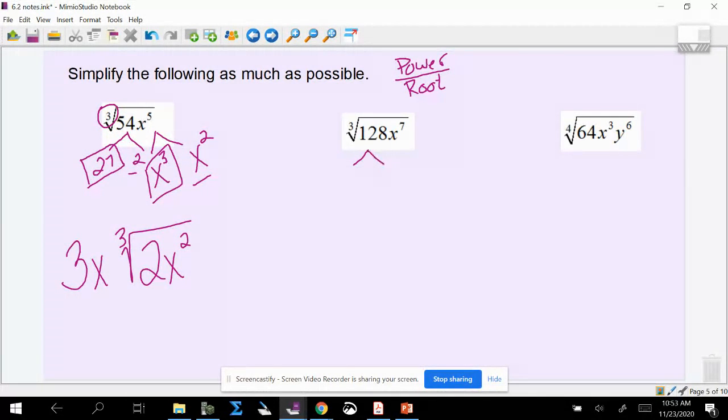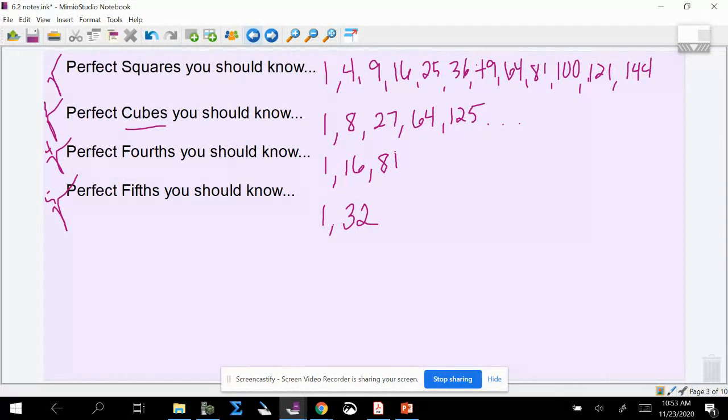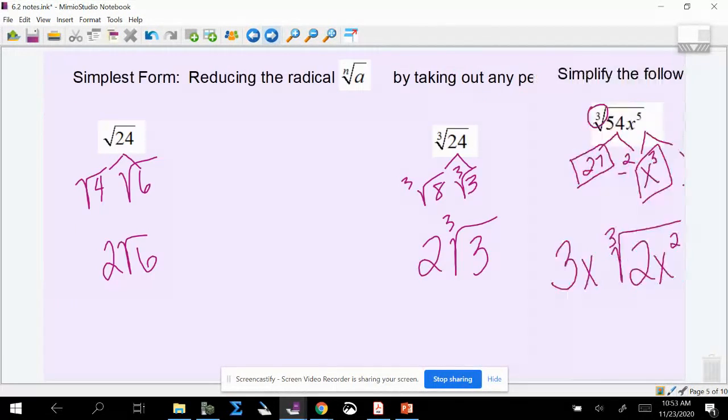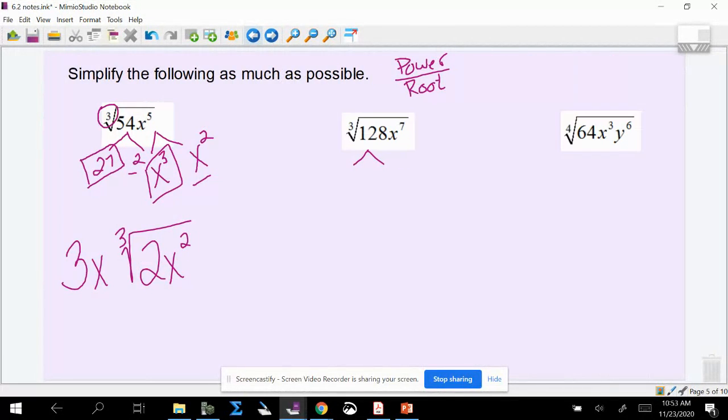So 128 is not a perfect cube. So let me look at my perfect cube list. I feel better when I have that reference. So 128, 64 goes into that. So I'm going to break that down into 64 times 2, and I'm going to put a box around the perfect. And then I'm going to do the same thing with x to the 7th. 7 does not divide by 3. But if I drop it down to 6, if I go one power lower, 6 does divide by 3. And then I will have an x to the first left over because I'm going to take that 7th power and split it up into x to the 6th because that's the biggest perfect number, and then x to the first.